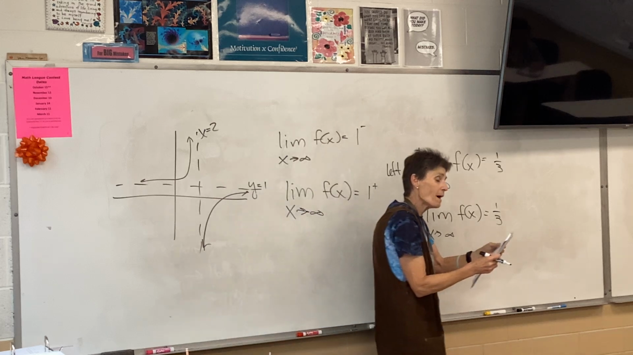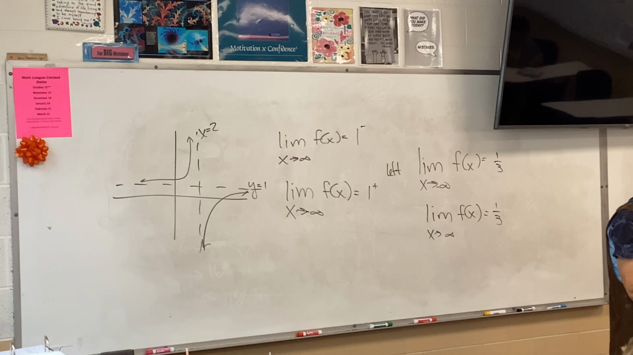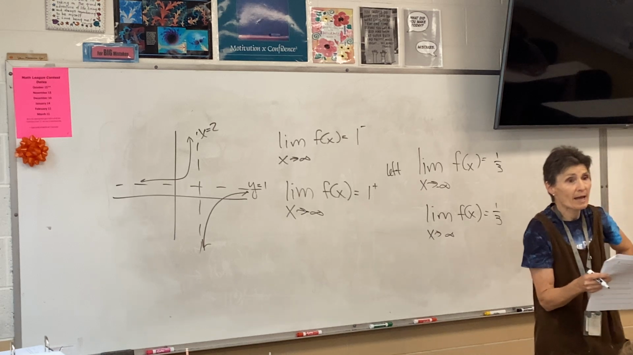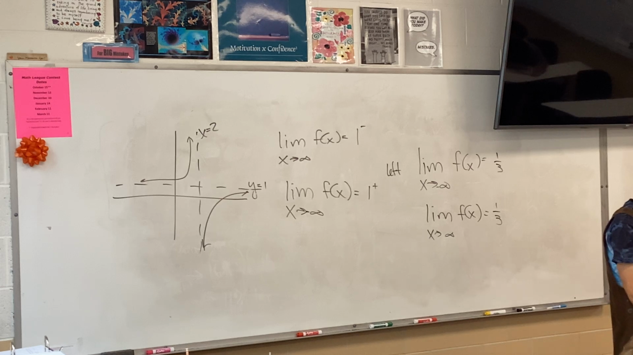Now, what about B? That's going to be 0, right? On both ends, 0. Why is it 0? Because the power on the bottom is bigger. And anytime that happens, your fraction is getting smaller. It's heading towards 0.